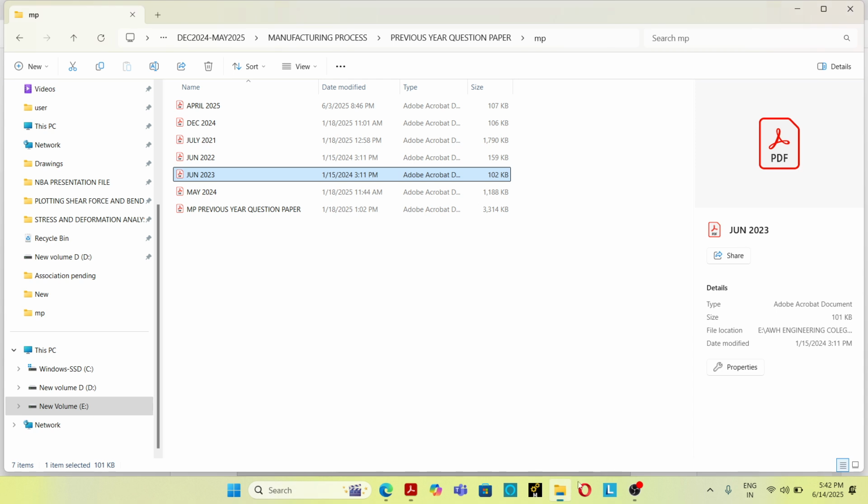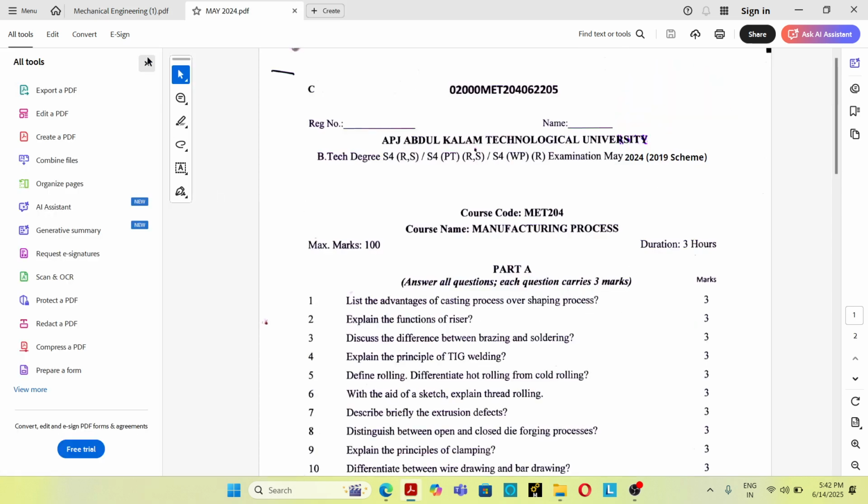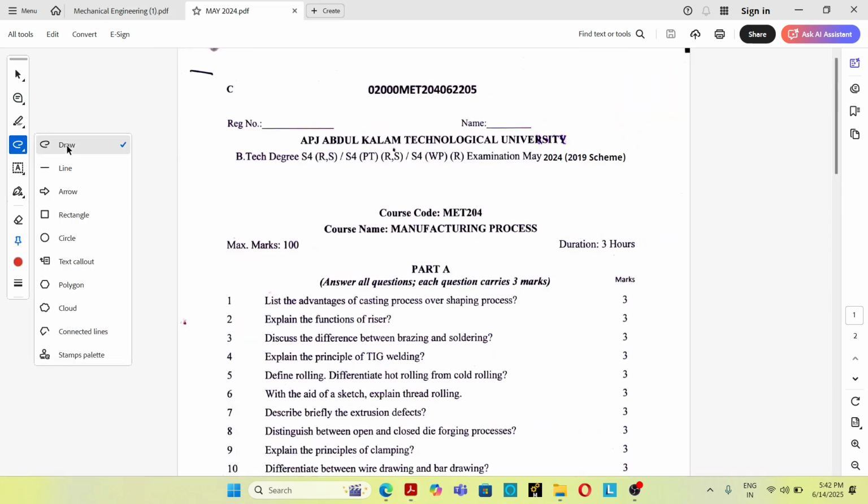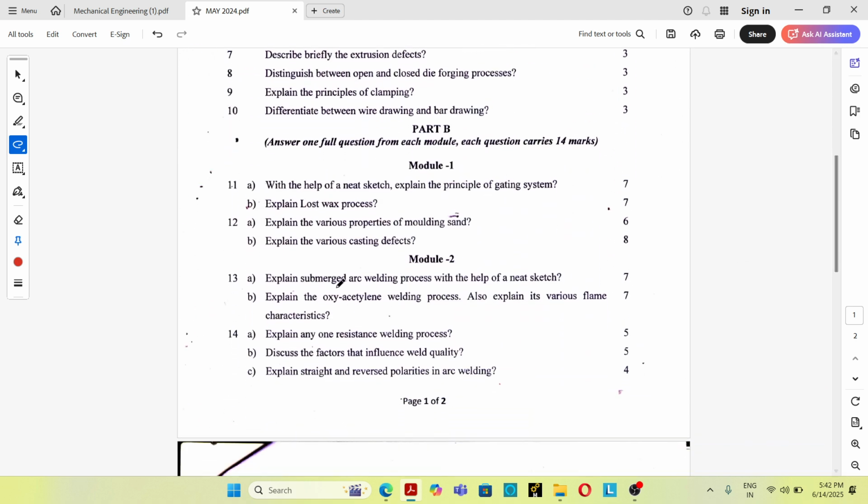Next one, May 2024. Discuss the difference between brazing and soldering. Explain the principle of TIG welding, tungsten inert gas welding. Again, submerged arc welding process. Explain submerged arc welding process with the help of a neat sketch.